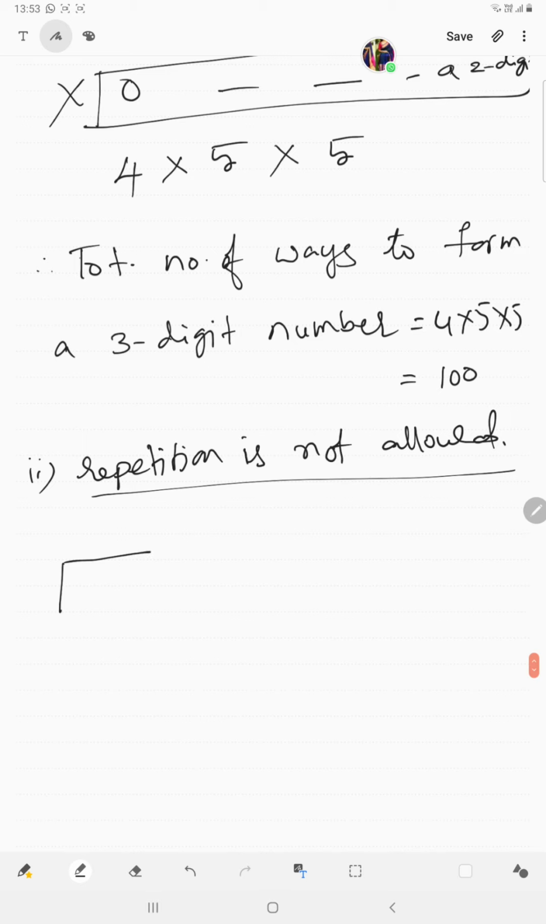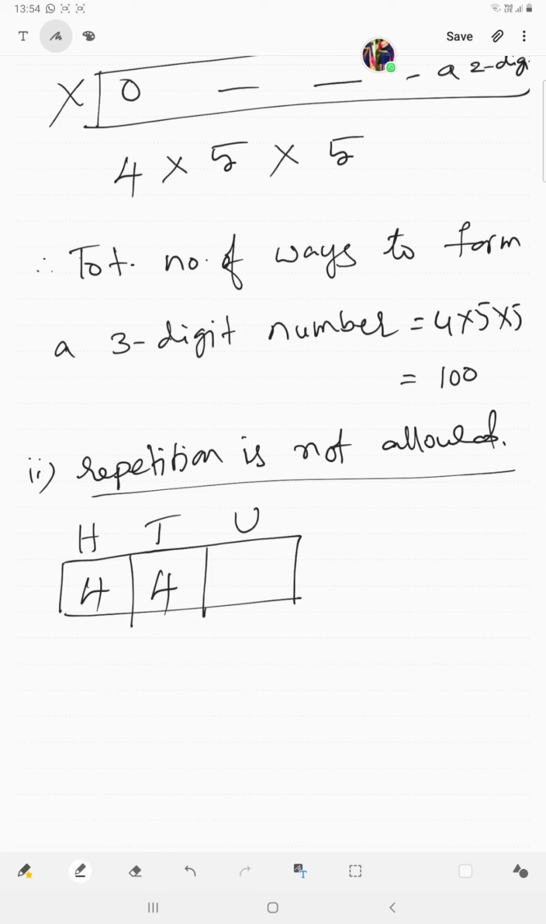Again here 3 digits: 1, 2. This is hundreds place, this is tens, and this is units. As we discussed earlier, we cannot use 0 as the hundreds place digit. Therefore, here we have 4 options. Already 1 digit is used, and in tens place 0 we can use. So from 5 for the hundreds place, 1 is removed, 5 minus 1, 4 options are there. Now for units place, subtract 1 for the hundreds place and 1 for the tens place. Therefore you have 3 options for units place.